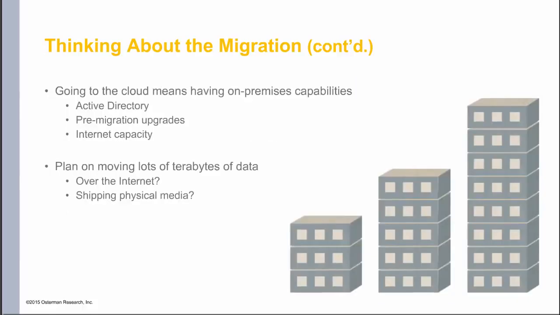And going to the cloud, again, does mean having some level of on-premises capabilities. Even if you decide you want to go 100% to the cloud, if you're a mid-sized or large organization, in many cases you're still going to need to have some level of Active Directory on premises. There's going to need to be some pre-migration upgrades that take place for your on-premises systems. And you are going to have to really seriously evaluate your bandwidth so that you have the internet capacity to support a full and robust Office 365 experience.